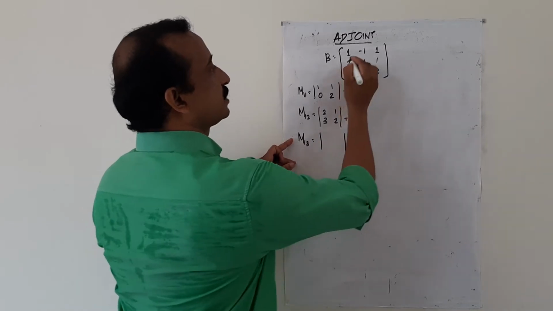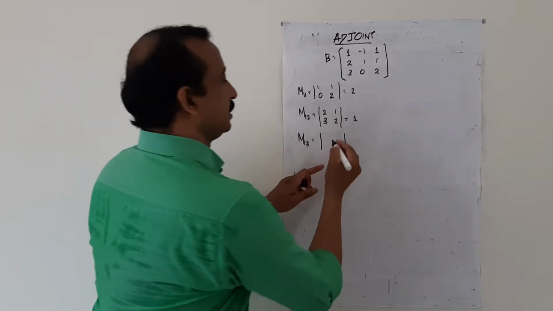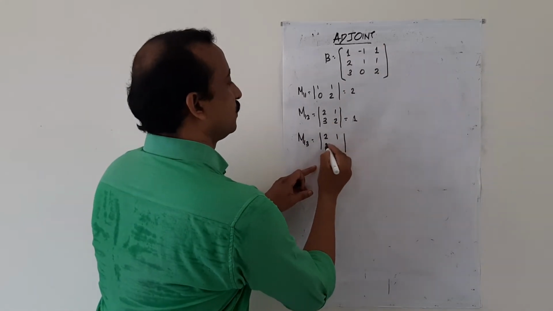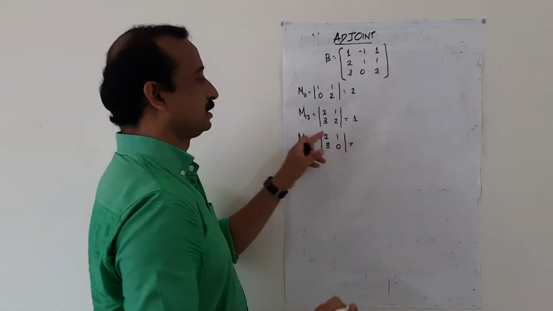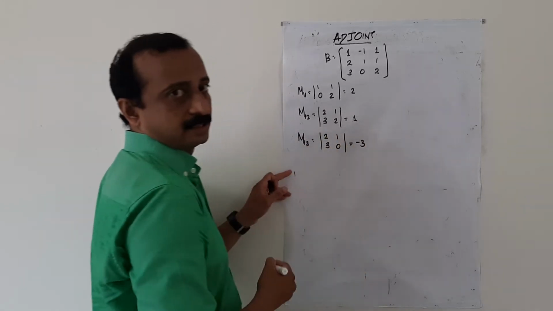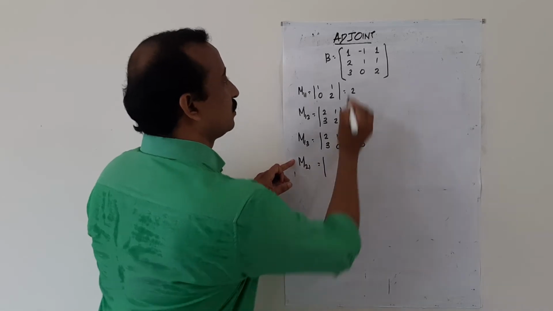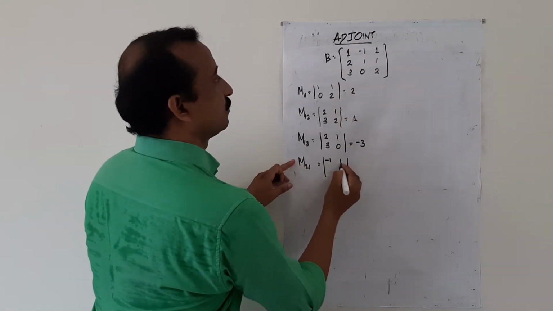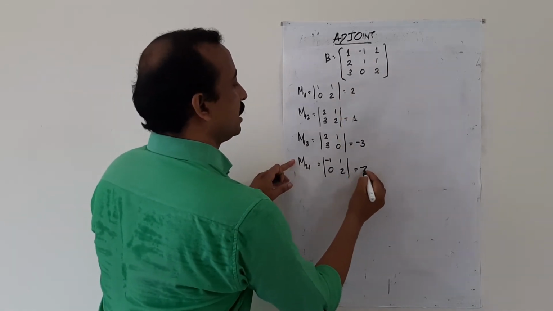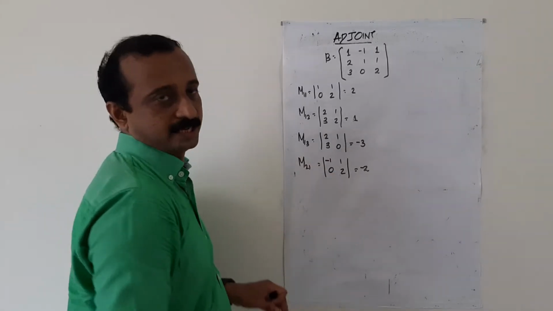Then M13. M13 means first row, third column delete, balance are different values. There is 2, 1, 3, 0. 0 minus 3, answer is minus 3. Then M21, second row, first column delete, minus 1, 0, 2. Answer is minus 1 into 2, minus 2 minus 0, minus 2.